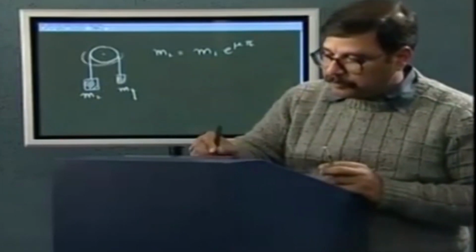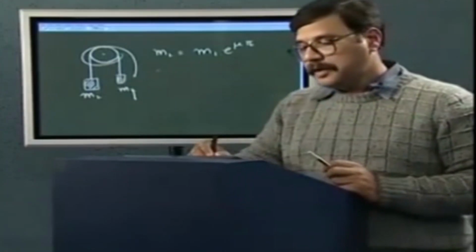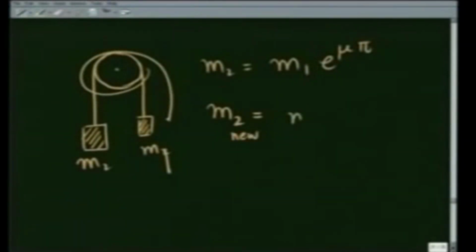Let me give it one more wrap. If I do that, then I should be able to have m2', let me call it m2 prime, equals m1, and now it has gone around one more time, so I add another 2 pi to theta: e raised to 3 mu pi. Let it go around one more time, m2 double prime is going to be m1 e raised to 5 mu pi. By seeing how much mass you can balance with a given mass as you wrap the string around, you should be able to confirm the validity of this formula that we just derived.